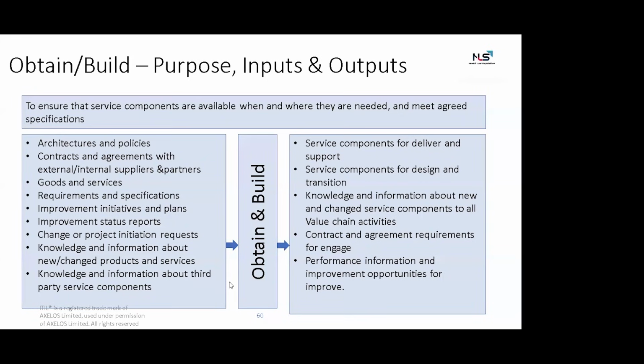Next stage is obtain and build. Obtain and build is nothing but you procure. So at planning stage, if you need some additional resources, like additional hardware, you need to raise those requests at planning stage. So in design and transition and obtain and build, especially in obtain and build, we gather those hardware things. And in the obtain and build phase, we actually build those products or services.